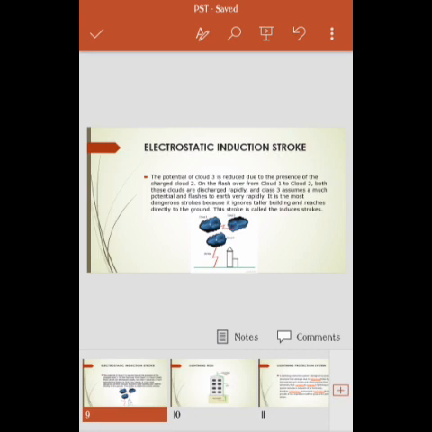In the electrostatic induction stroke, the potential of cloud 3 is reduced due to the presence of the charged cloud 2. On the flashover from cloud 1 to cloud 2, both these clouds are discharged rapidly, and cloud 3 assumes a much higher potential and flashes to earth very rapidly. It is the most dangerous stroke because it ignores taller buildings and reaches directly to the ground. This stroke is called the inducer stroke.